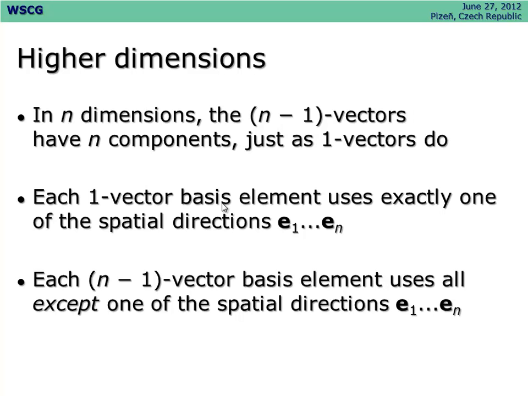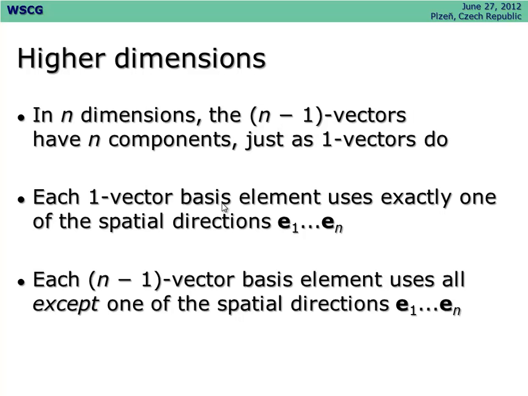Okay, so getting on to higher dimensions. As we've seen, and this is the reason for the confusion between vectors and bivectors in three dimensions, the N minus one vectors, so in three dimensions that would be your two vectors or your bivectors, in four dimensions that would be your three vectors or trivectors.